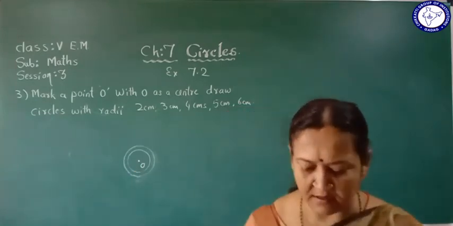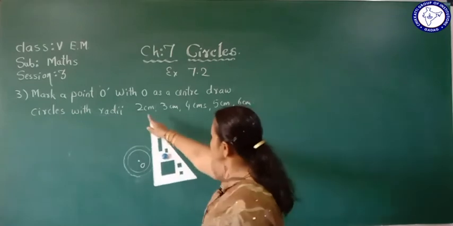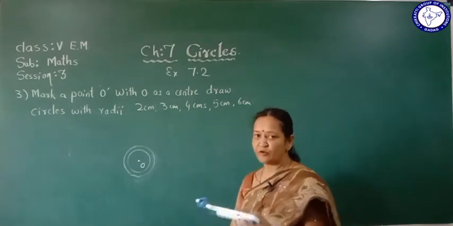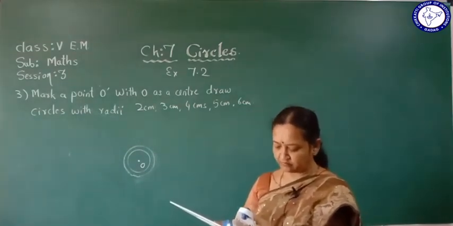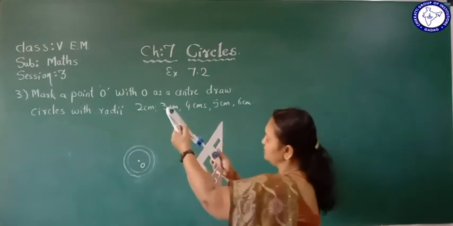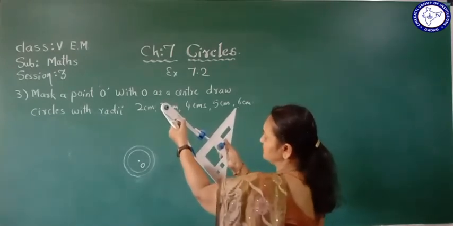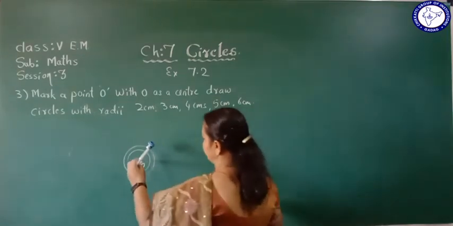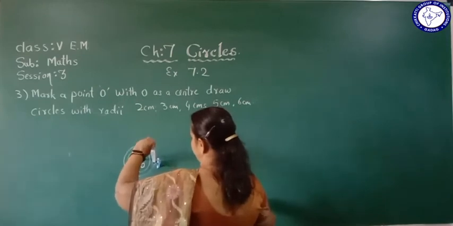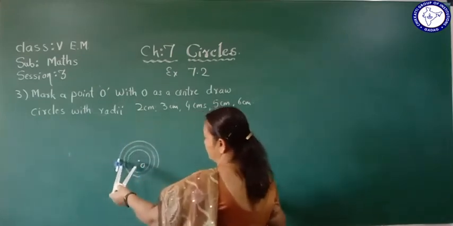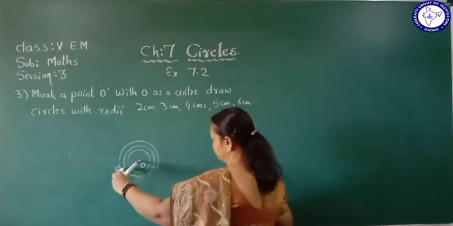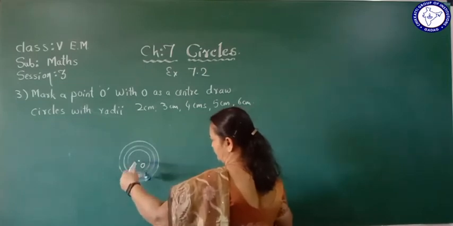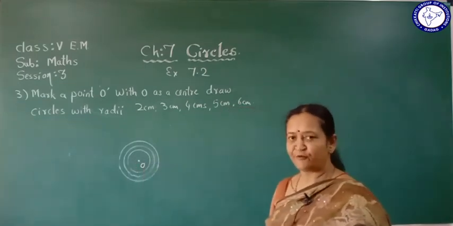Then next one is of 4 centimeter. 2 centimeter we did, 3 centimeter also completed. Then let me go to 4 centimeter. So from 0 you should take measurement till 4 centimeter. Then again on the same figure with O as a center, this is the circle of 4 centimeter.